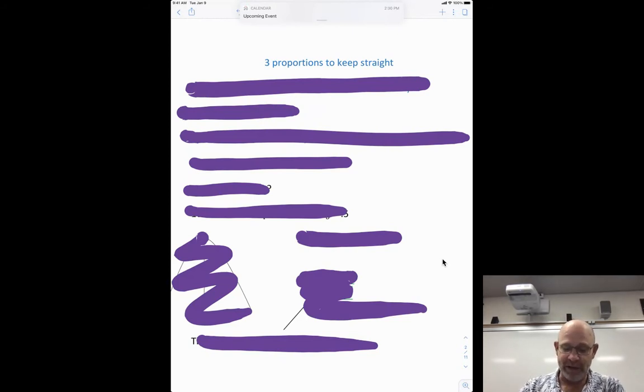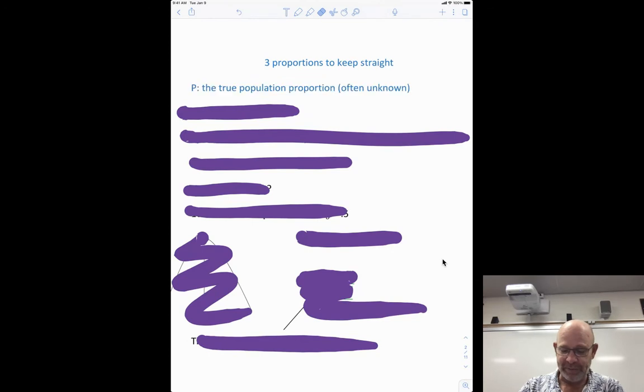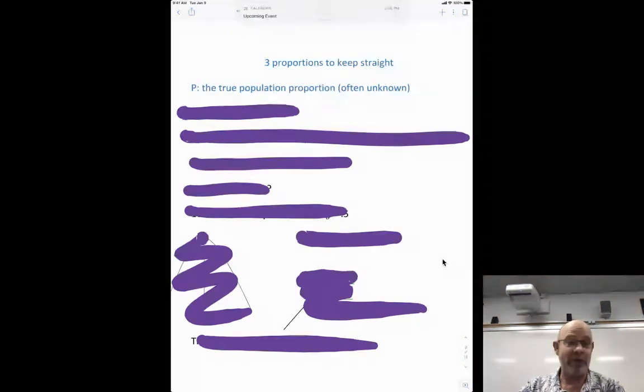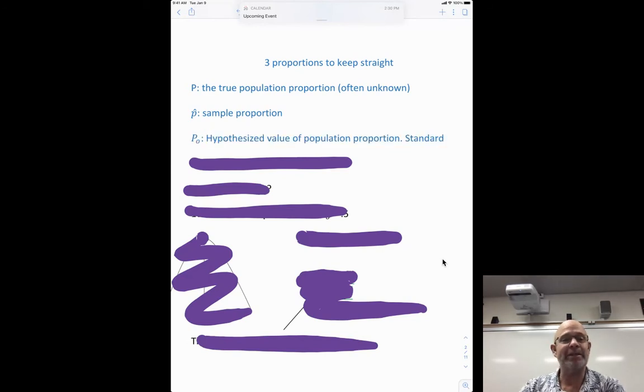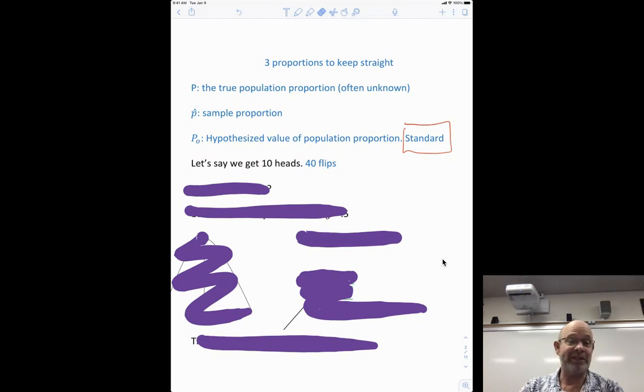So there are some things you need to know, some terminology. P, we've already talked about, is the true population proportion. For the most part, we don't know what that is, really ever, right? P hat is the proportion in the sample. Here's the new one. It's called P naught, P sub 0. This is the hypothesized value of the population proportion. It's called the standard. It's what we think is true. It's our guess.